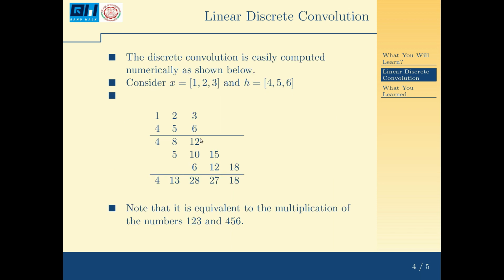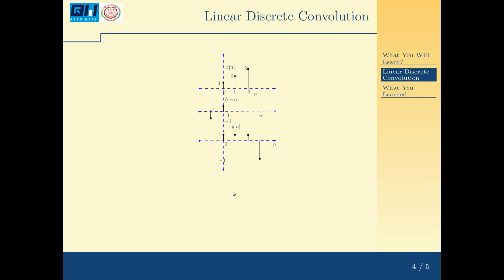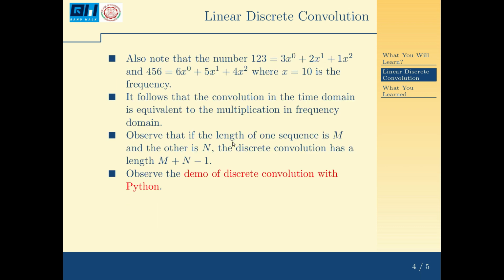So again you can observe another observation. Here the length of the sequence is 3, here the length of the sequence is 3. So the length of the resulting sequence is 3 plus 3 minus 1, that is 6 minus 1, 5. Here if you see length of this sequence is 3, length of this sequence is 2. So length of the resulting convolution is 3 plus 2 minus 1, that is a 4. Now that's an important result. Observe that if the length of one sequence is m and the other is n, the discrete convolution has a length of m plus n minus 1.